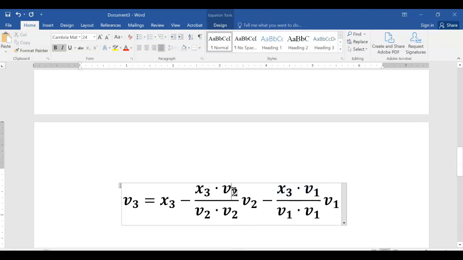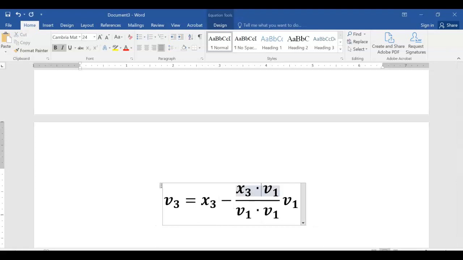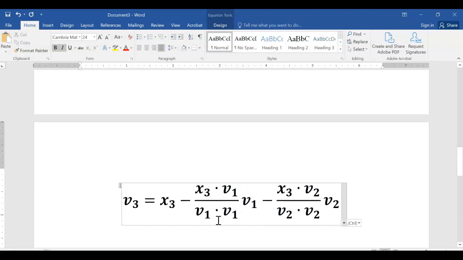In fact, dang it, I think I've messed this up. I think that when I did it on my slide previously, I started with subtracting V1. It's all the same, but I forget if I started with V1 and ended with V2 or if I started with V2 and ended with V1. But again, you're subtracting the projection of X3 onto V1 and the X3 projected onto V2. All right, so there you go.